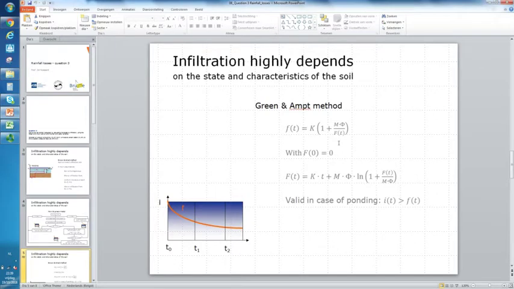If we integrate that, we also get a formula to calculate the total volume of infiltration, but we should look out because this is also depending on the amount of infiltration itself. So we might need an iterative calculation step to find out how much water there actually infiltrates.